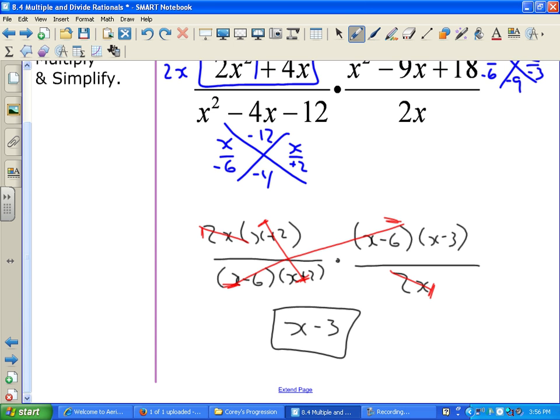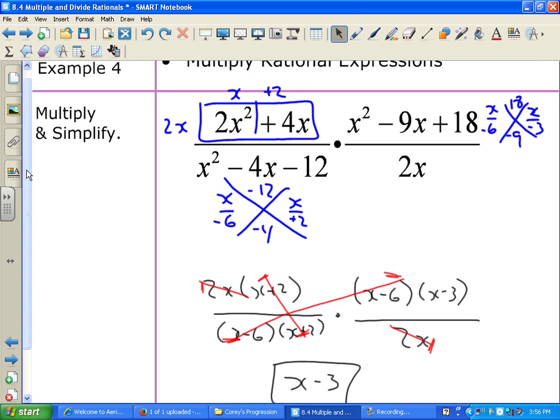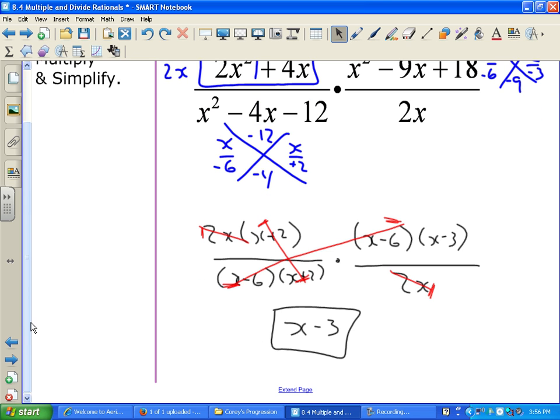I just have a 1 in the denominator, so I don't need to put it. X minus 3 is my answer. You can leave it in parentheses if you'd like. No big deal on that. So again, this big, hairy beast of an expression does simplify down to just x minus 3.